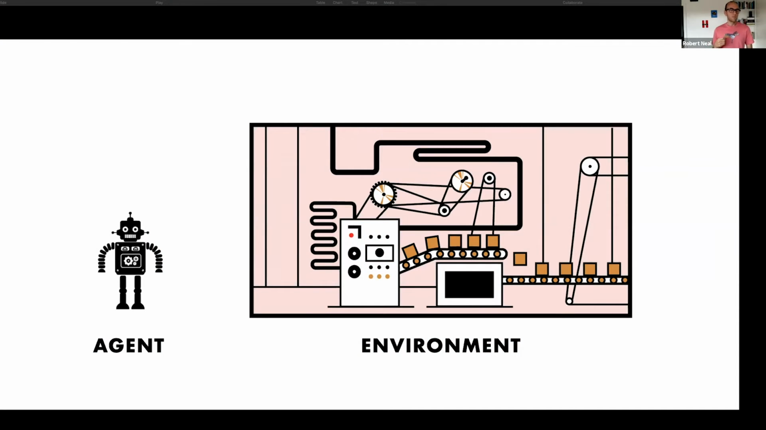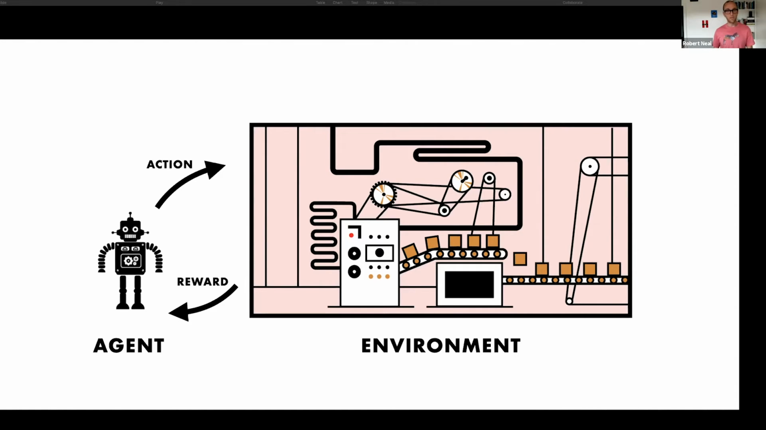So one piece is the agent, and the other piece is the environment. The agent is just the thing that acts, and the environment is just the thing that you act in. So the agent takes some actions in the environment and gets some rewards. And potentially the environment also changes states. So how do you know which action to pick?